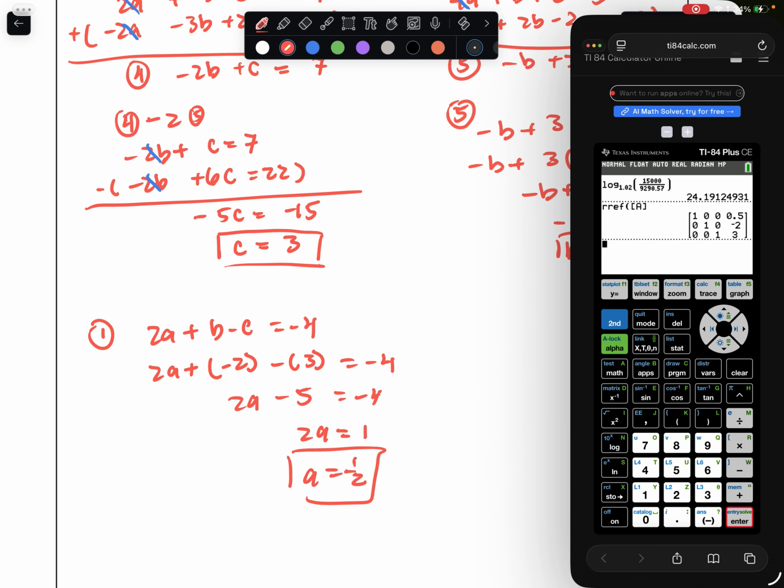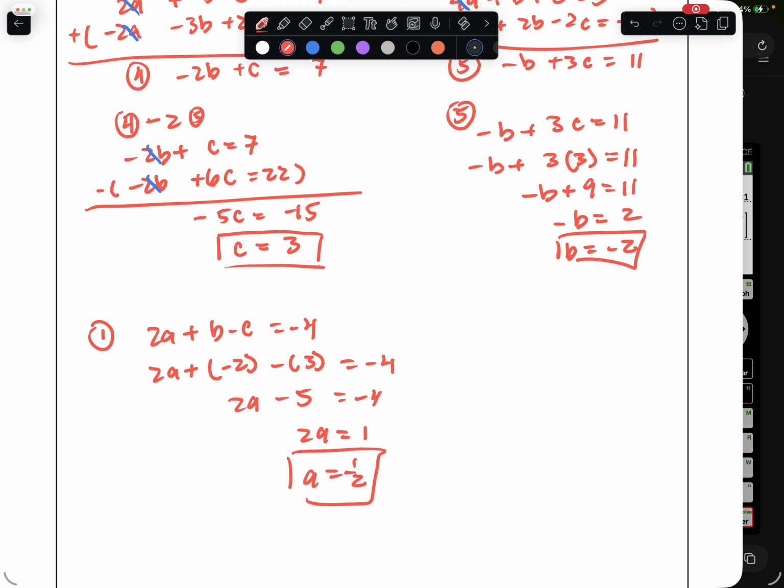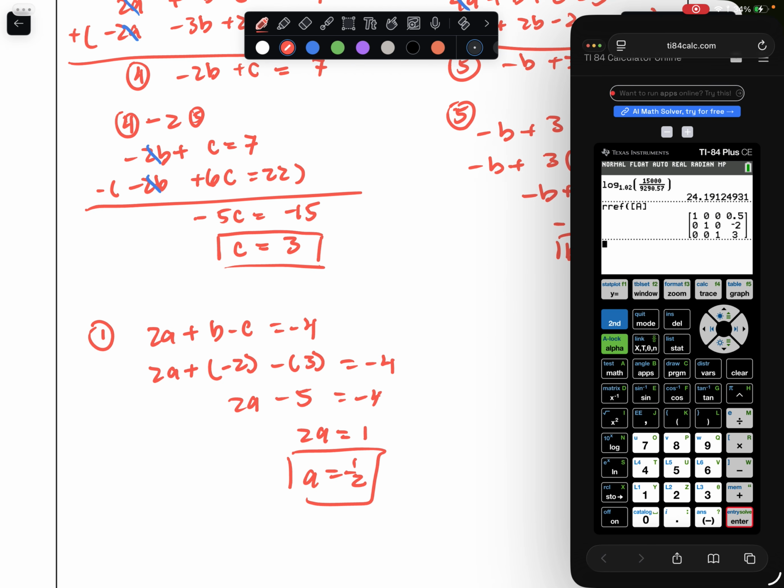Okay, I got 1/2. That works. And then my second row, that's b. That's negative 2. Exactly what I got. And then c, that's 3. Also what I got. So this is using matrices to solve it. You might learn about how to use that, this is the reduced row echelon form, and you're gonna learn about it in pre-calculus maybe. But yeah, that's how you check it.